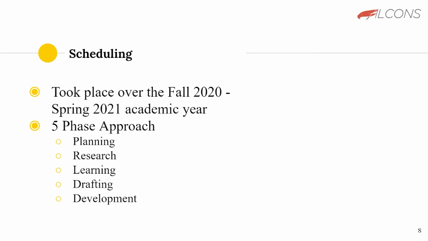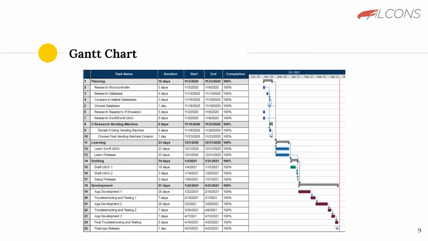Planning and conception took place over the 2020 fall semester, and development was during the 2021 spring semester. It utilized a 5-phase approach of planning, researching, learning, drafting, and development. The finalized Gantt chart shows our progress over the 5 phases, with most of our decisive choices made throughout the winter and continuous programming throughout the spring.